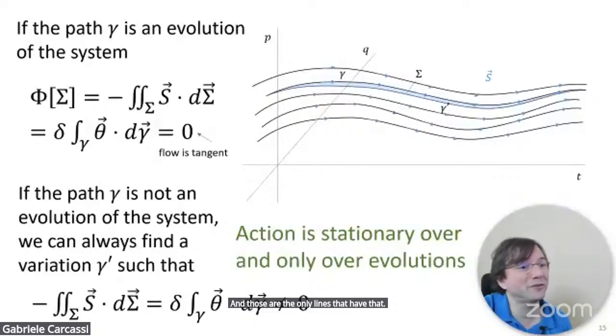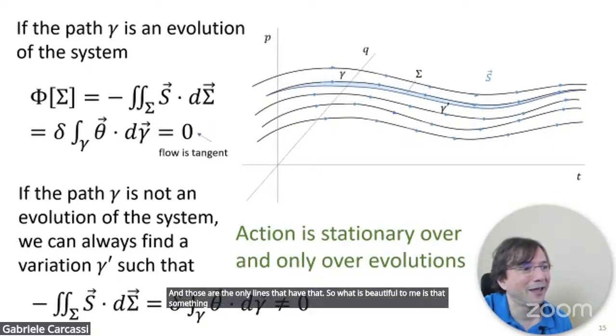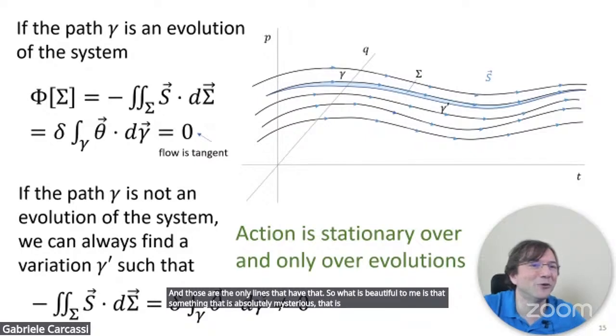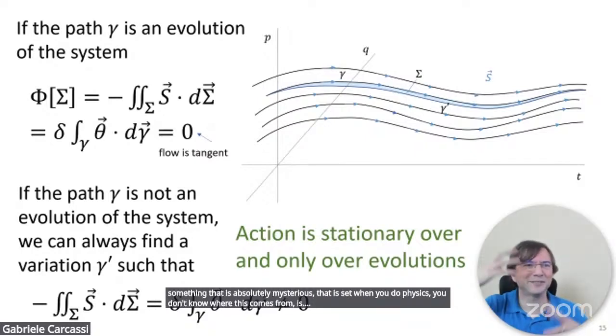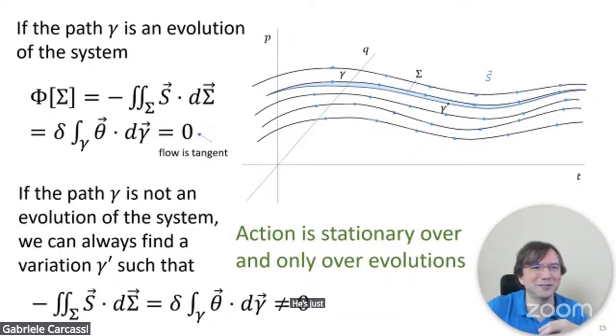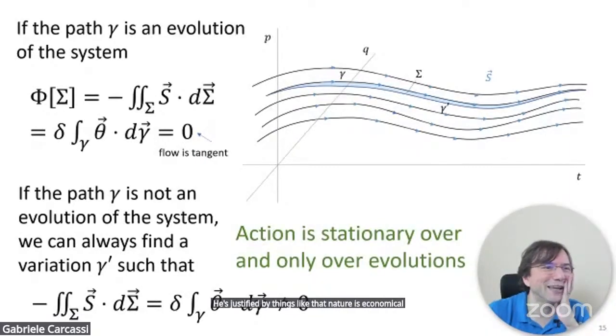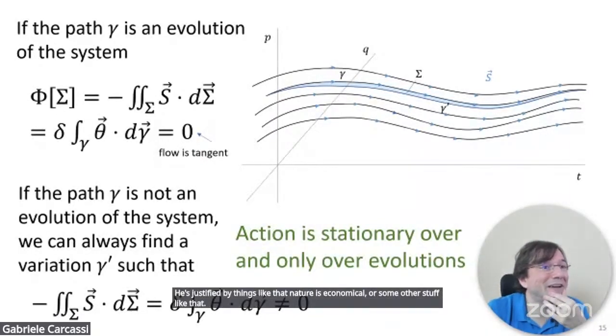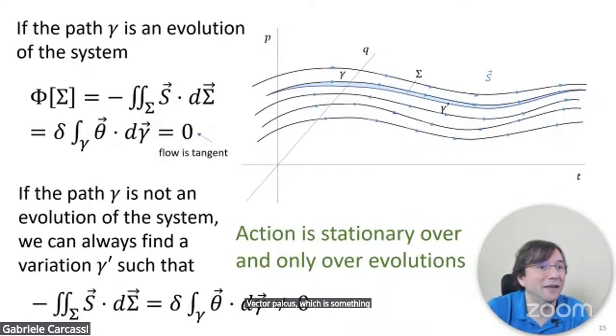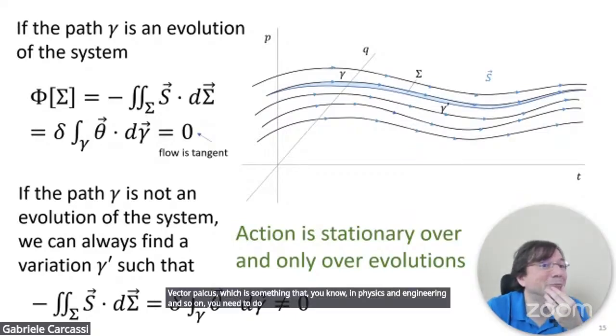So what is beautiful to me is that something that is absolutely mysterious, that is said when you do physics, you don't know where this comes from, is justified by things like that nature is economical or some other stuff like that. Actually, it's a very, very simple geometrical representation that only requires vector calculus, which is something that in physics and engineering and so on, you need to do E&M. So there is nothing extra.